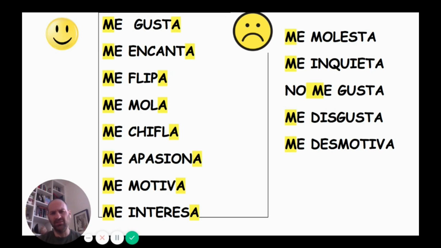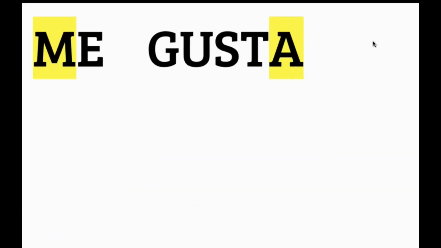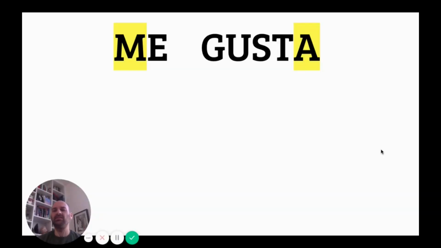You can see on the left-hand side all these positive opinions that got the same pattern as me gusta: me encanta, me flipa, me mola, me apasiona. And then on the right side, we got the negative opinions that follow the same pattern. For example, me molesta. I forgot to highlight there the A, but all of them end in A. So basically, these patterns are divided into two categories.